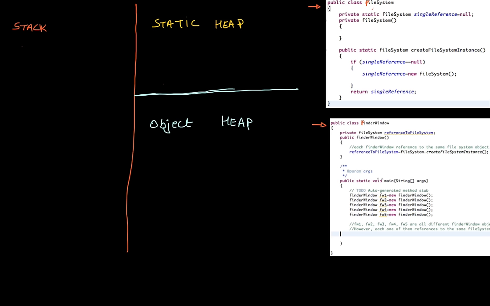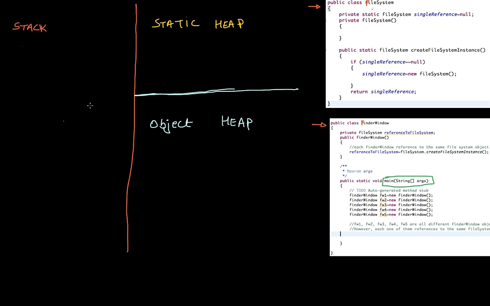Okay, so first thing, let's look at the main function here. The main function happens to be inside the FinderWindow class, which is right here. This is going to be the starting place of the execution of my code. As this code starts executing, the class that gets loaded first in memory is the FinderWindow class.